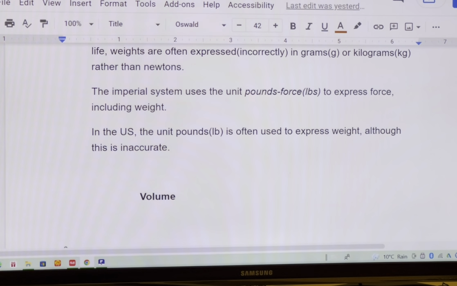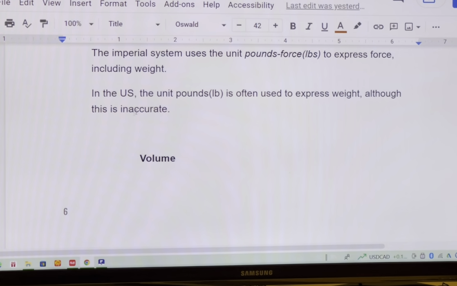Weight is often expressed in grams, kilograms. When we talk about force, we talk about the Newton, and for mass. The imperial system uses the unit pounds to express force. Okay, remember.